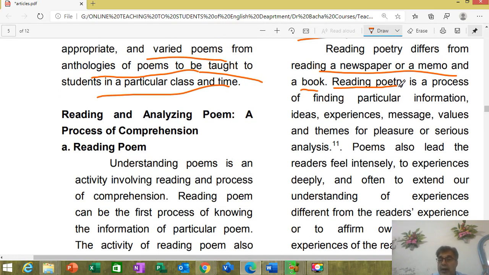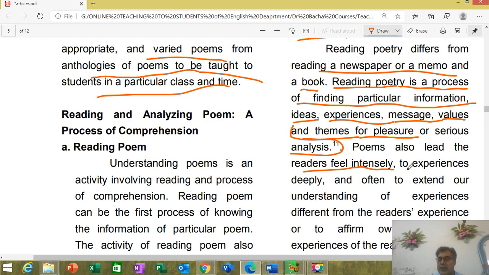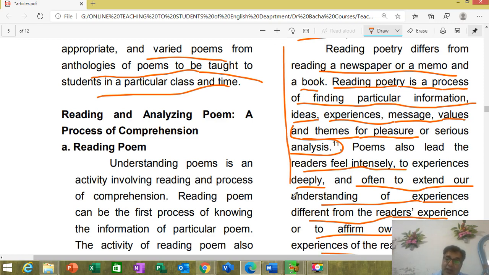Now, see here, reading poetry is a process of finding particular information, ideas, experiences, messages, values, and themes, for pleasure or serious analysis. Okay, and poems also lead readers to feel intensely, to experience deeply, and often to extend our understanding of experiences different from the reader's own, or to affirm their own ideas and experience. So such teaching of literature has to be done in a class.